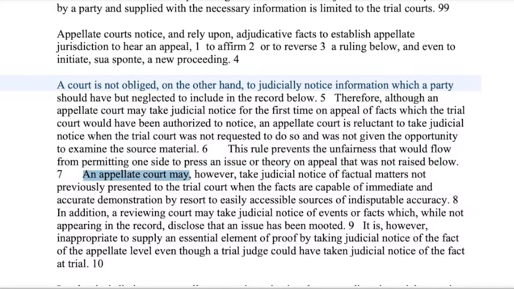An appellate court may, however, take judicial notice of factual matters not previously presented to the trial court when the facts are capable of immediate and accurate demonstration by resort to easily accessible sources of indisputable accuracy. Easily accessible sources of indisputable accuracy. That would be like the Tribe channel on YouTube, right?